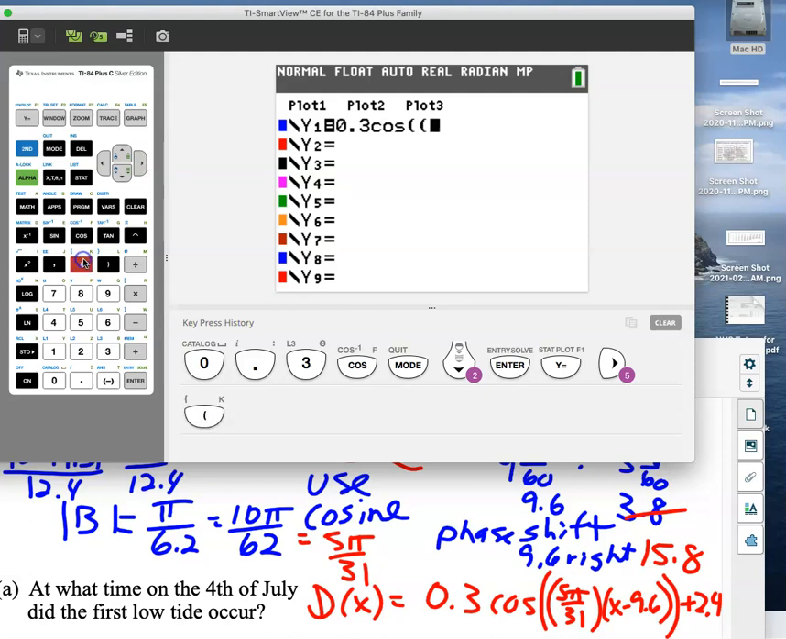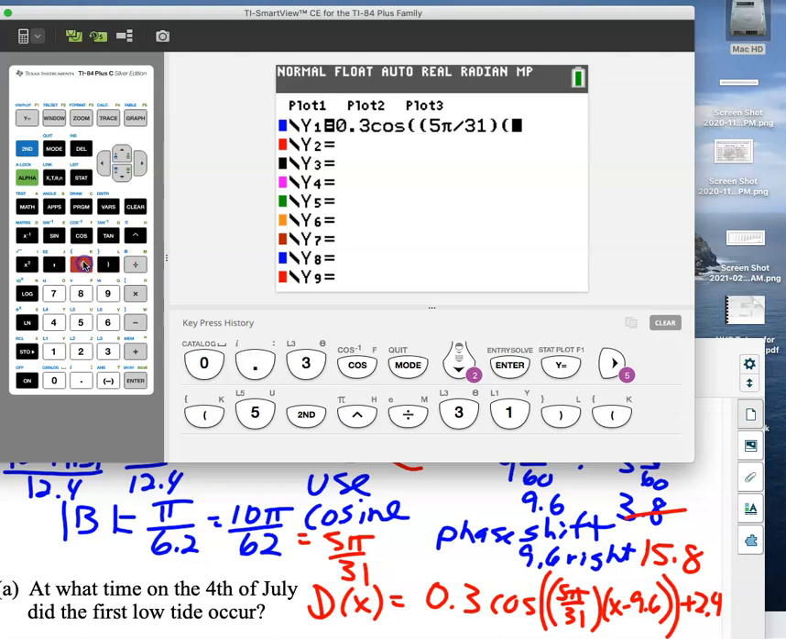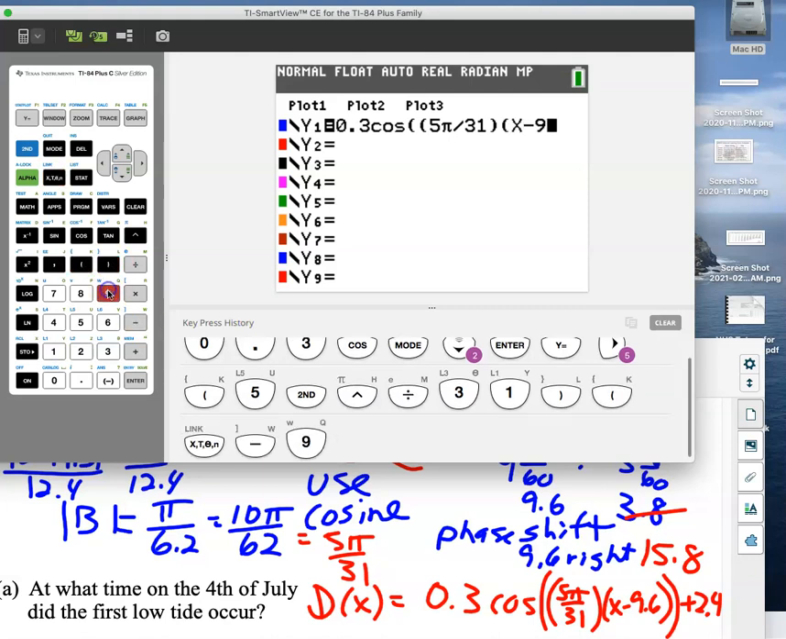Now, I need my little fraction in parentheses. So, parentheses, 5 pi, second caret symbol, divided by 31, parentheses. That gives that little fraction that I had there. And then parentheses again for x minus 9.6. Parentheses, because I want the cosine of that whole mess. And then I need to put my vertical shift in there.